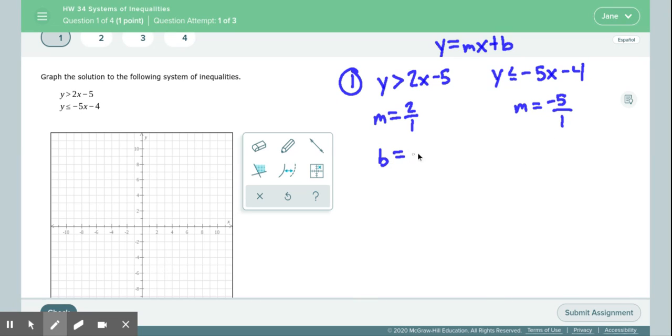Then you identify the b, which is the number directly after x. So after x, I see a negative 5. So this is going to be negative 5. And after this x, I see a negative 4.